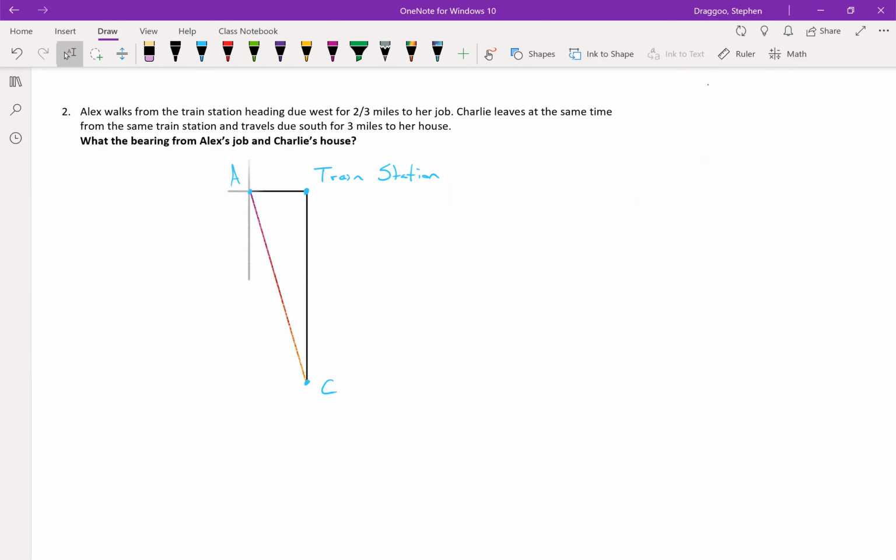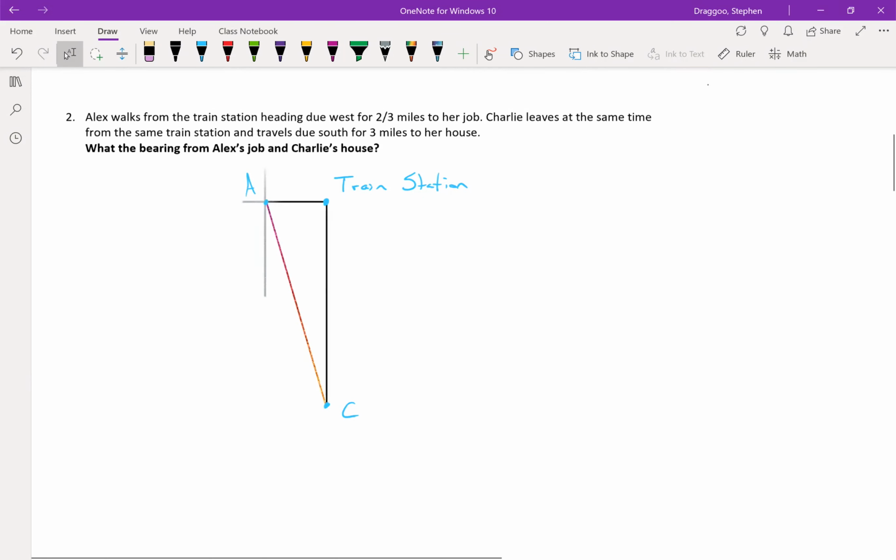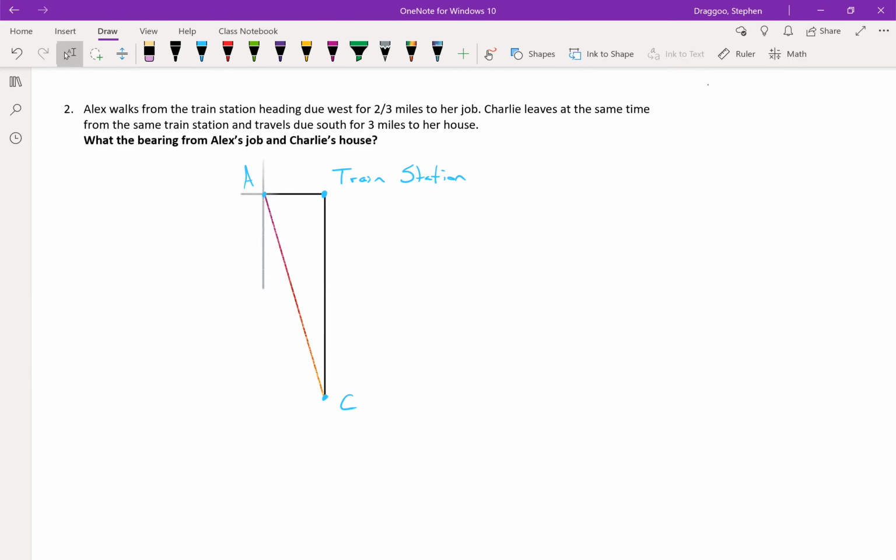All right, problem 2 reads: Alex walks from the train station heading due west for 2/3 of a mile to get to her job. Charlie leaves at the same time from the same train station and travels due south for 3 miles to reach her house. So we want to find the bearing from Alex's job to Charlie's house.